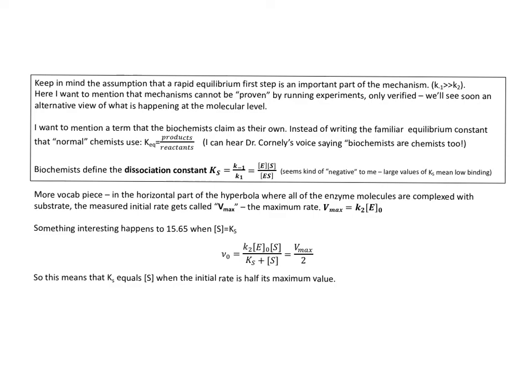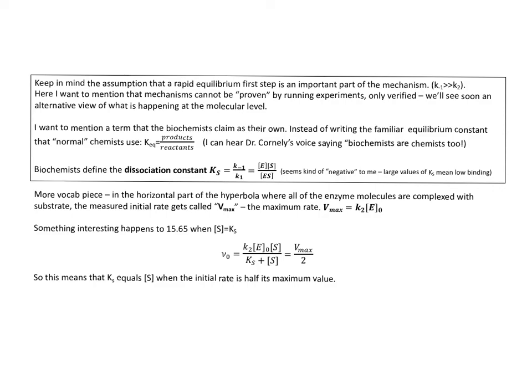All right, now I want to state again to keep in mind that the assumption of a rapid equilibrium first step is an important part of that mechanism. Here I want to mention that everything we just did, the fact that we mimicked that hyperbola, does not prove that mechanism, or you cannot prove a mechanism by running experiments. You can only verify a mechanism. I'm being subtle here, but there is a difference. We'll soon see that an alternative view of what is happening at the molecular level is actually going to yield the same curve.